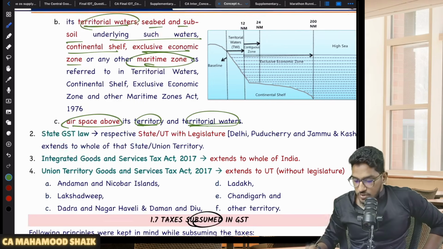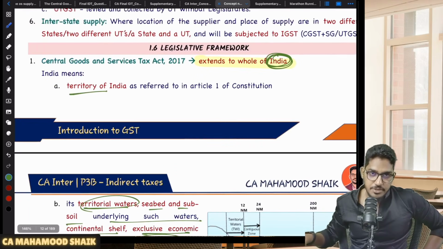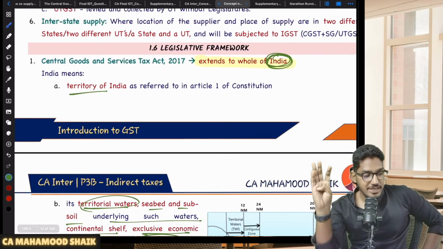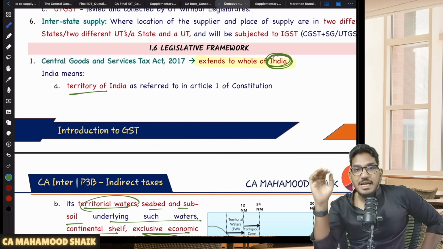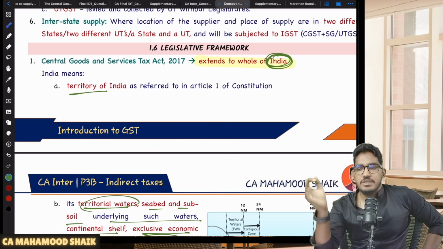Understood? So this is one of the important definitions to which you have to pay attention. The CGST Act and IGST Act extend to the whole of India, and we have understood the meaning of the term India. The SGST Act will become applicable only for the respective state.